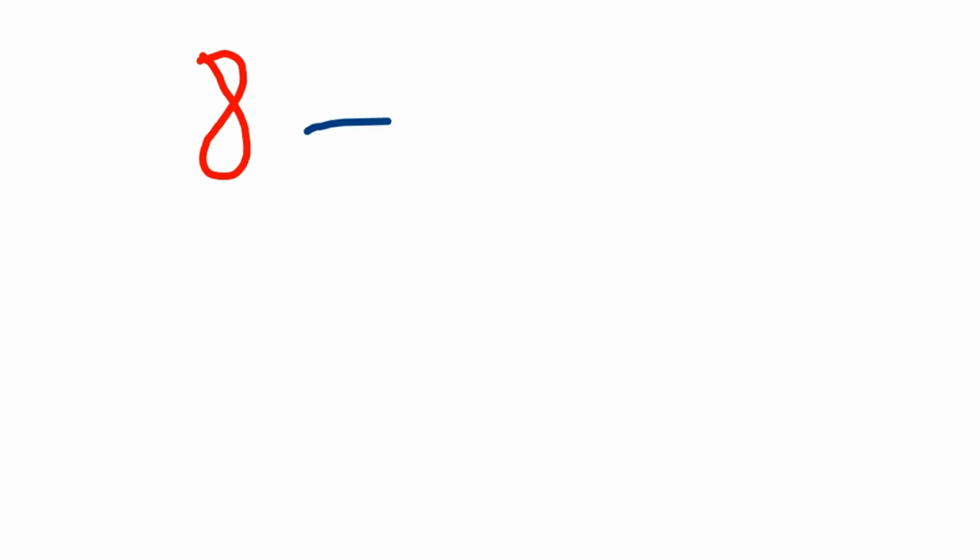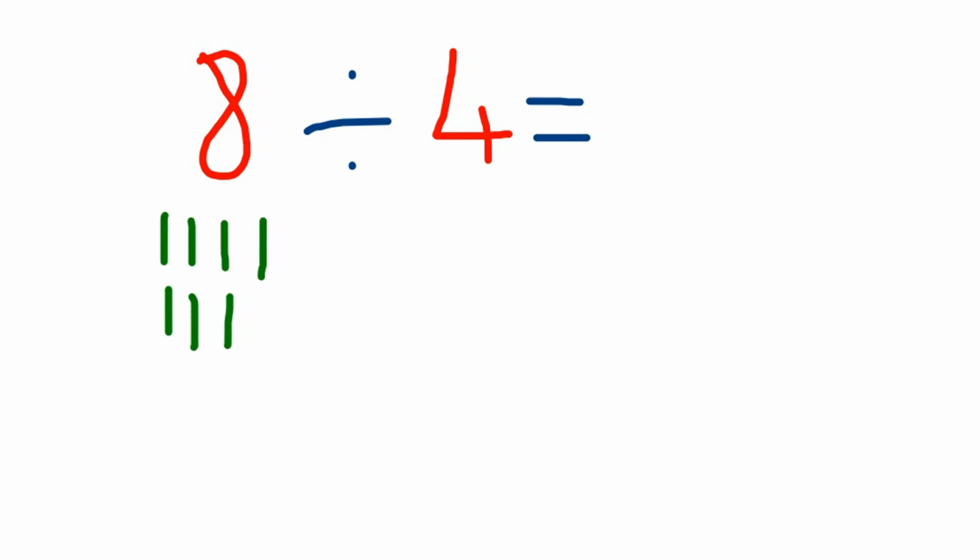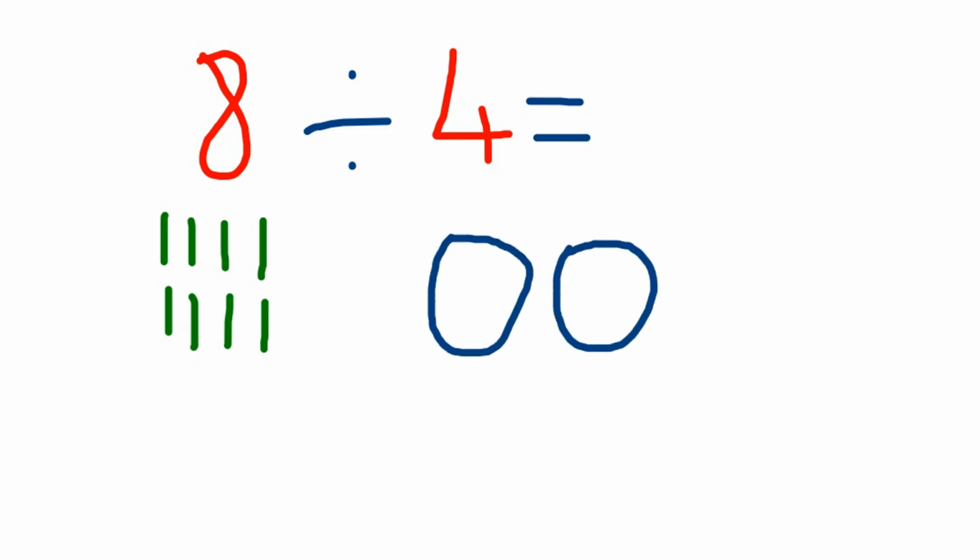8 divided by 4 equals blank. Let's draw 8 small lines under the number 8. Now let's draw 4 big circles under the number 4. It's time to share the 8 lines equally between the 4 circles.